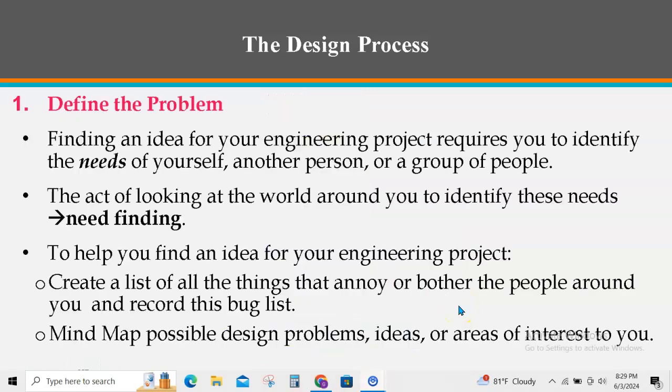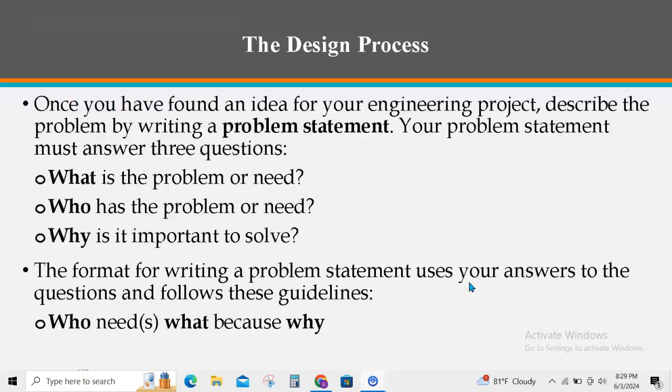So the first step is defining the problem. Defining the problem is where you define what the problem is. That is, you try to understand the need. Now this can be done by creating a survey or asking people what the problem is, who has the problem and why it is important. And you create a problem statement where you describe the problem.